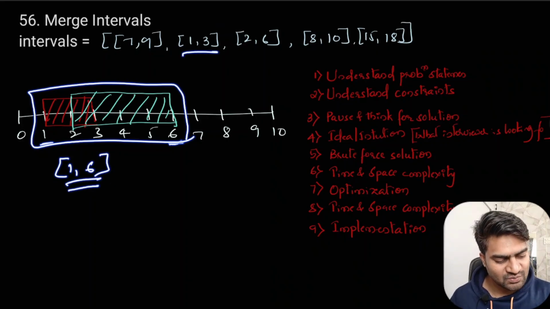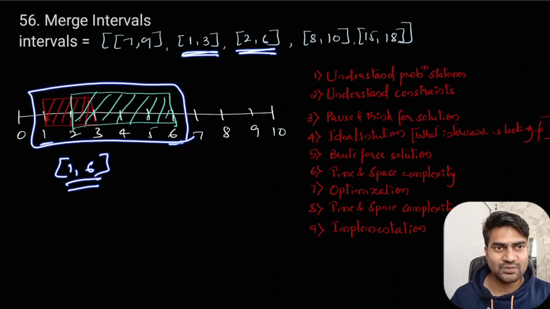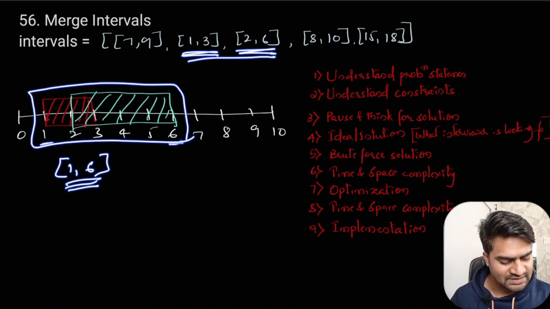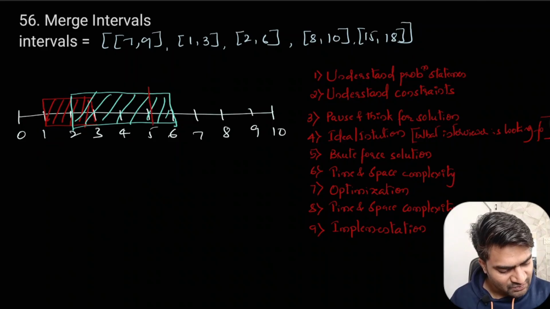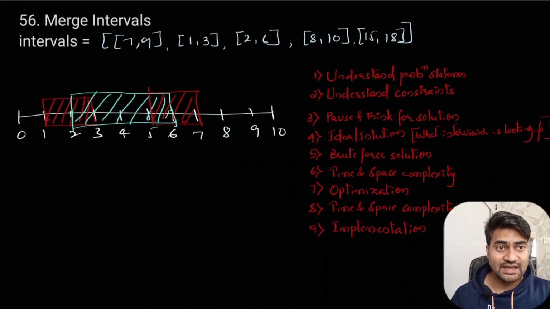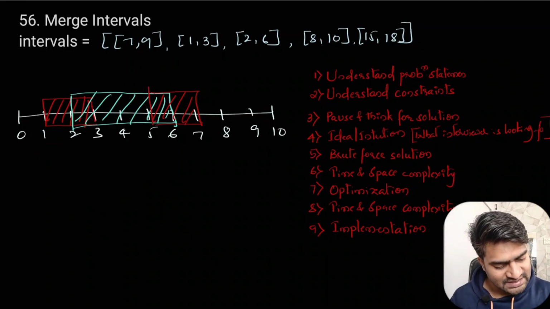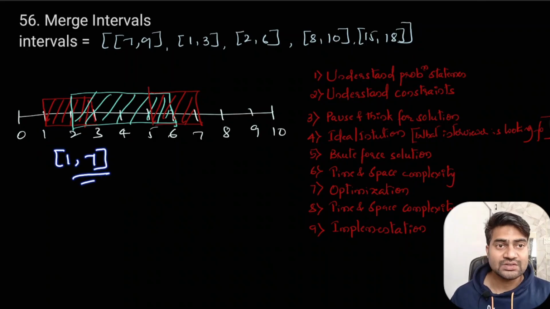Initially it was 1 3 and 2 6. Since they overlap, I will combine them and say 1 comma 6. There can be one more interval after this. Maybe that is not there in the example, but I am just giving an example. Maybe the next would be something like 5 to 7. In that case, we will again merge one more interval and say it is 1 comma 7. So we need to find such intervals which are overlapping and merge them.